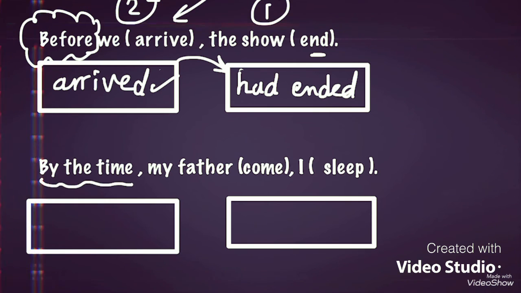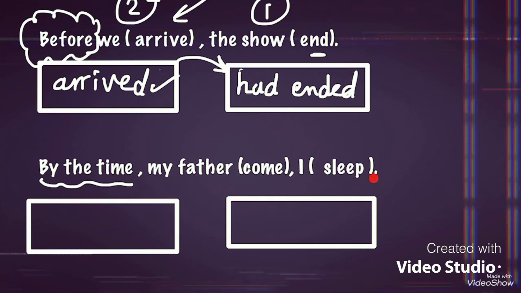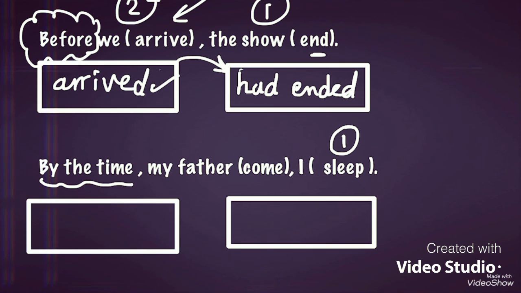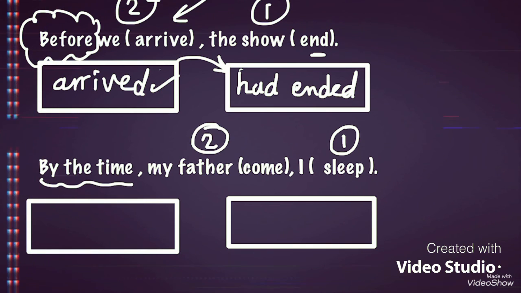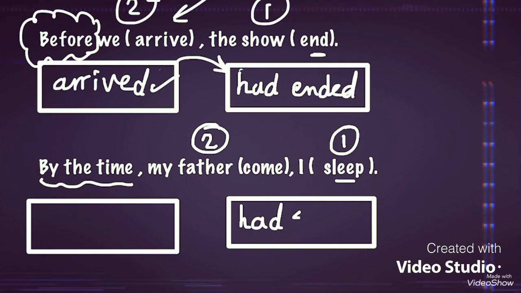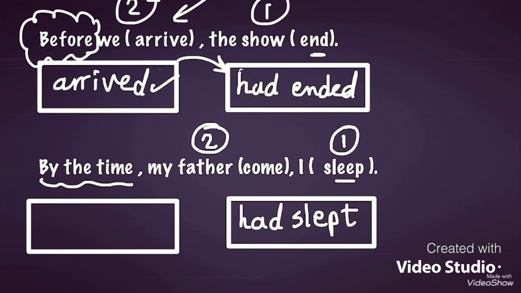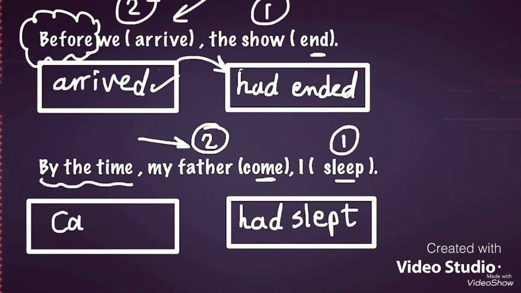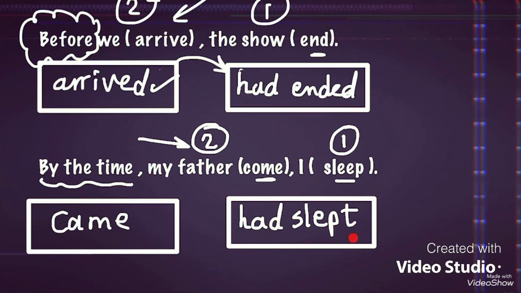By the time, the last example here: by the time my father come, I sleep. So where is the first action? I sleep. And where is the second action? My father come. So here the first one should be put in past perfect, had plus PP or V3: had slept. And the second action will be put in the past, so the past of come, came. So it will be by the time my father came, I had slept.